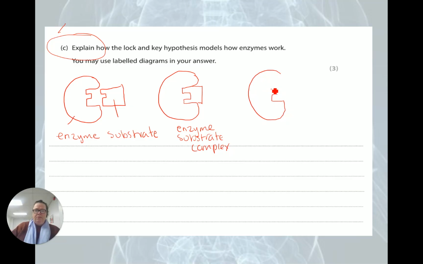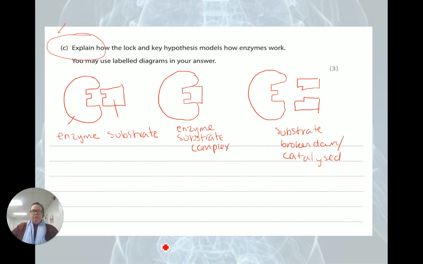And this hasn't changed shape at all, but this bit has been broken down to smaller bits. Okay, substrate, broken down or catalyzed. Now, that is an awful lot of information, an awful lot of biology words. If you wanted to make doubly short, you could call this 1, 2, and 3. And you could put it in words as well.